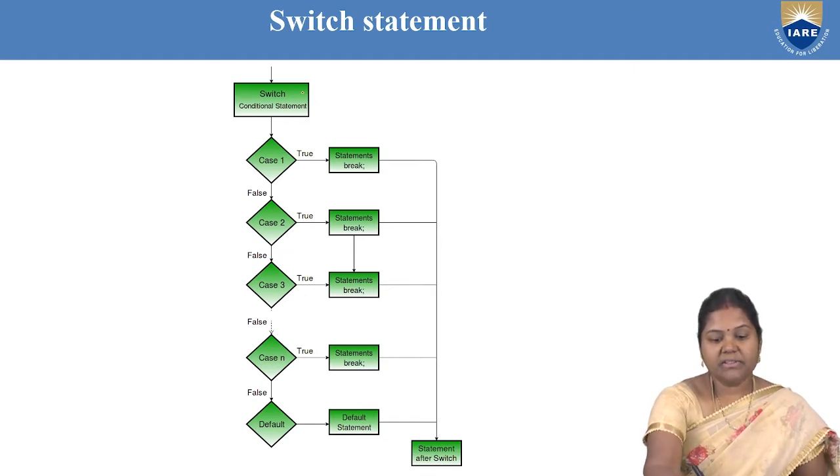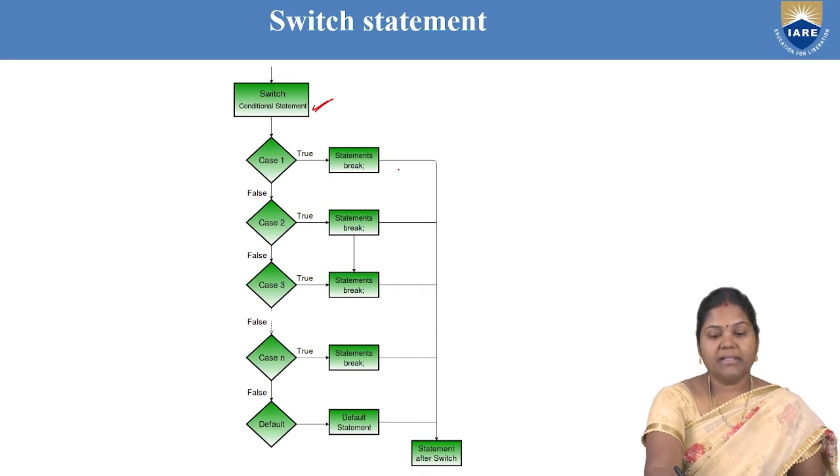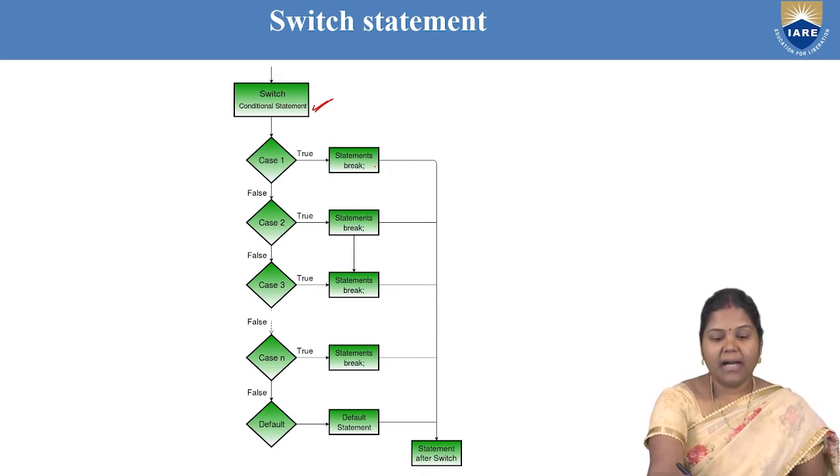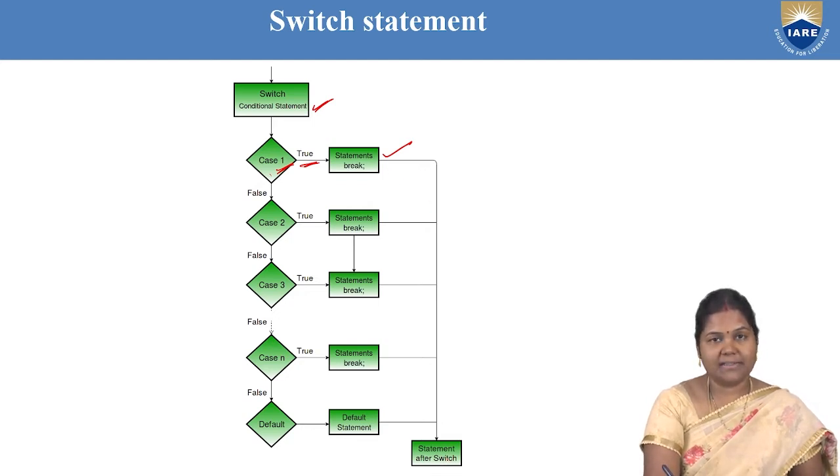You have written a switch with a particular conditional statement or an expression. That expression will be evaluated and it will try to match with case label 1. For example, any of the labels you have, whatever you have given. If it is true, then the statements under case 1 will be executed and then it will come out of the switch case because break is executed.